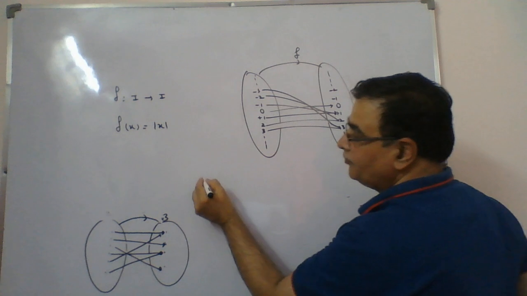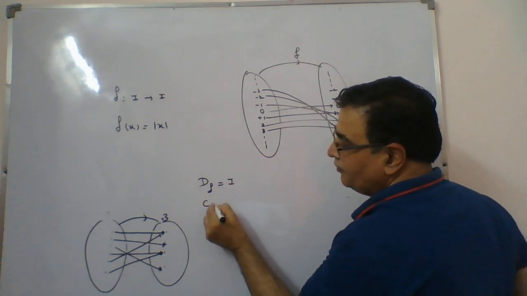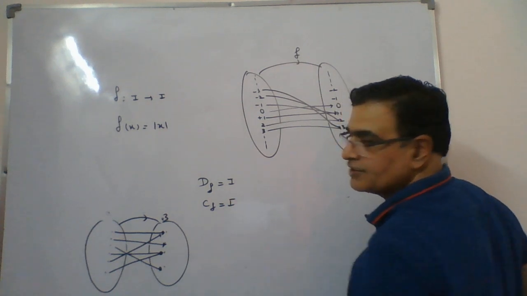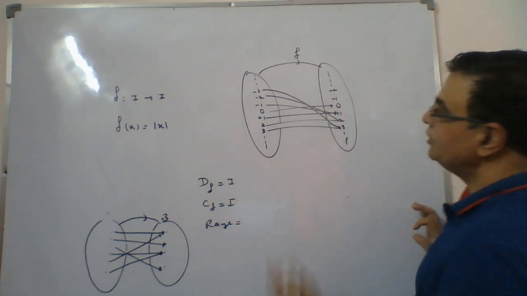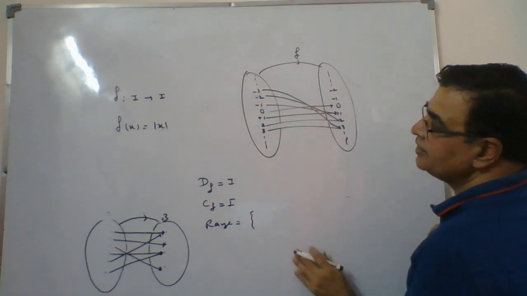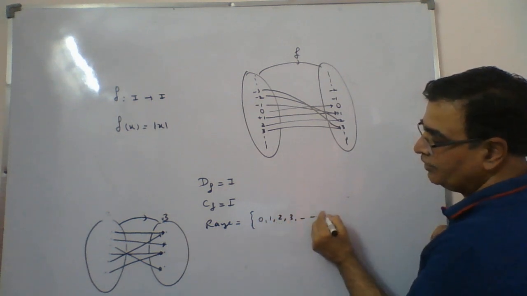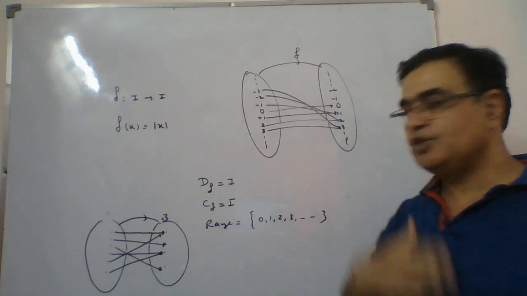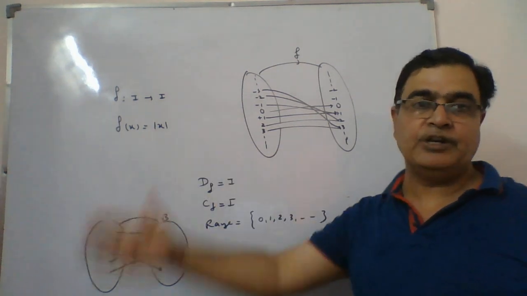So what is the domain of the function? Domain will be all the integers. Codomain of the function will be all the integers. But what should be the range this time? Each and every element has a unique image on this side. And what will be the range? Range will always be a non-negative number, that is 0, 1, 2, 3, and so on. So this will be the range we have. So domain of the function, codomain of the function, range, everything we have done.